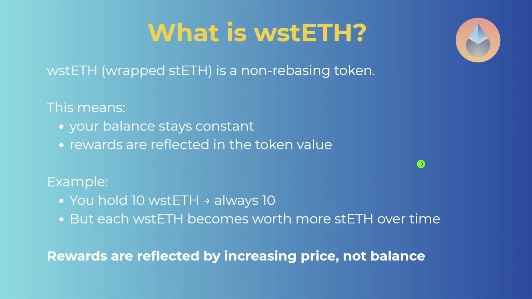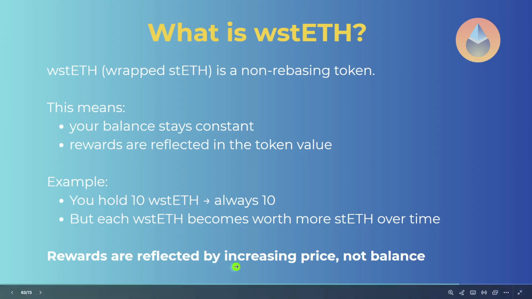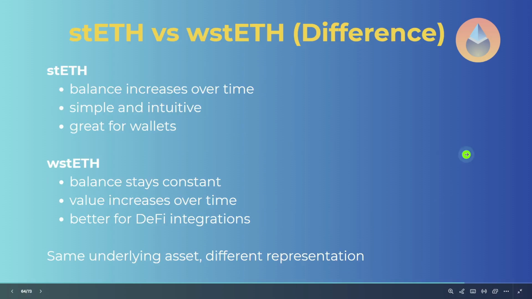In the case of wrapped staked ETH, this is a non-rebasing token, so our balance stays constant, but rewards are reflected in the token value. For example, if you hold 10 wrapped staked ETH today, tomorrow, and 1 year from now it will always be 10 wrapped staked ETH, but each wrapped staked ETH token becomes worth more staked ETH over time, because in this case it is not the balance that is increasing but the value of the token. So rewards are reflected by increasing price, not balance.